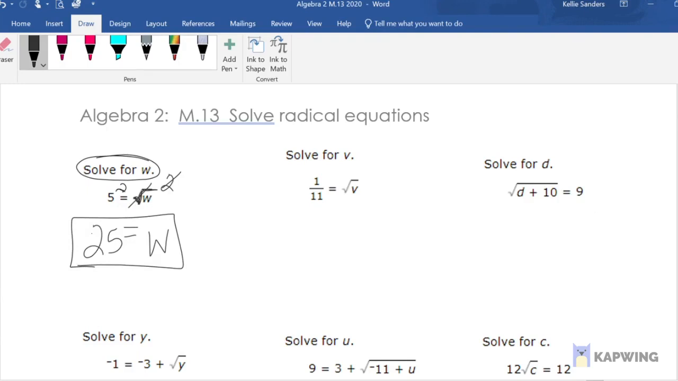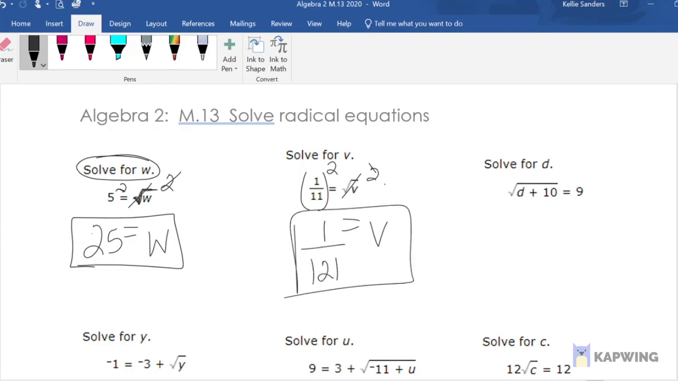I want to get V by itself, so I'm going to square it. If I square it, then I'm going to square that side. The V and the square root take each other away, and the V is right there. Now, the square of 1 over 11 is 1 over 11 times 1 over 11. What's 1 times 1? 1. What's 11 times 11? 121. So that's going to be your answer.